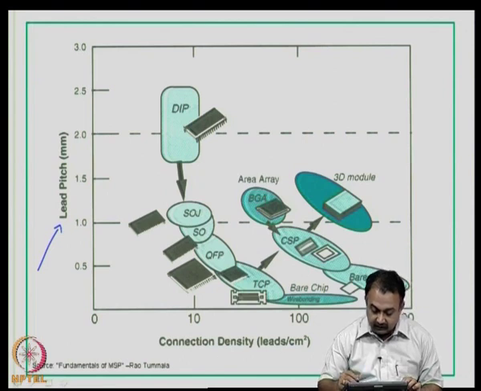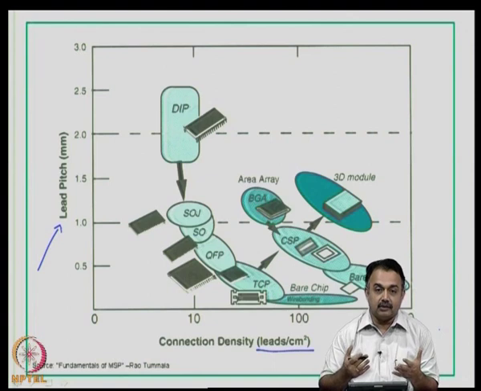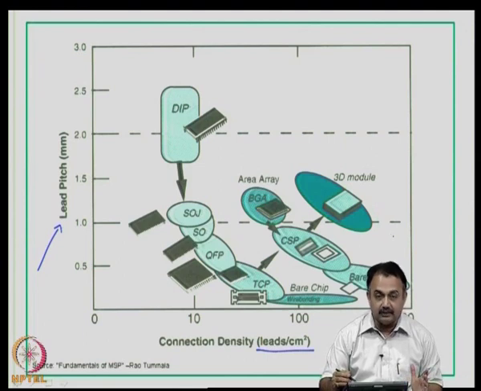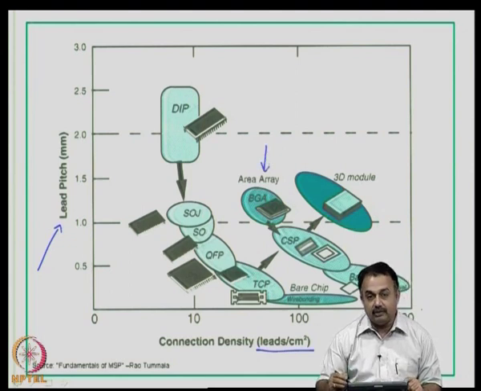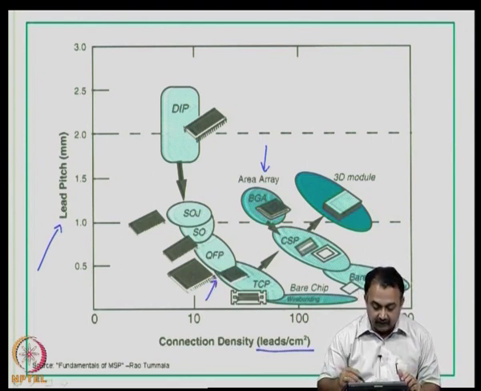Second, connection density, that is the number of leads per centimeter squared when you actually mount them or design them to be mounted onto a system level printed wiring board. So, you have the DIP package, where the lead pitch is obviously very large, therefore the connection density is obviously lower, compared to a ball grid array, where the lead pitch can be as low as 0.5 mm. Therefore, when you use area array packages replacing DIP packages or QFP packages, you get an increase in the connection density.